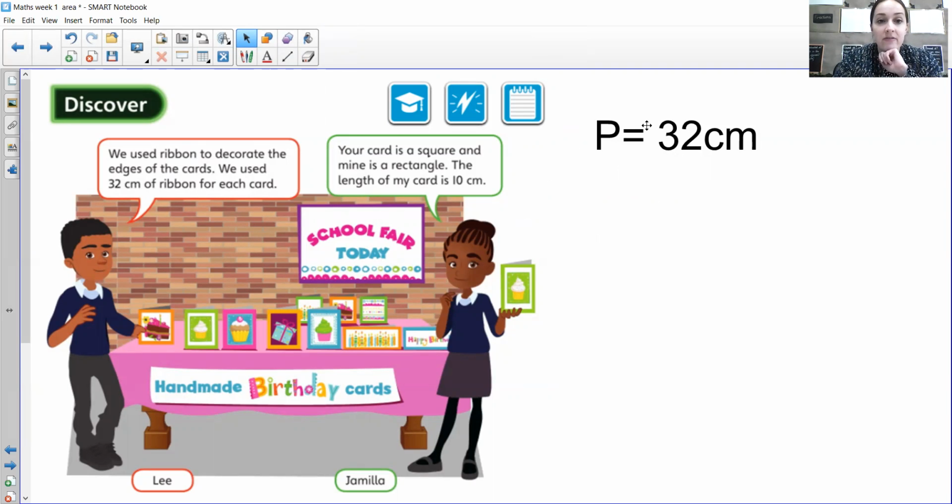Jamila then is saying that Lee's card is a square, her card is a rectangle. And she's telling you that the length of her card is 10 centimetres. So she's saying that one side of her card is 10 centimetres. Bear in mind what we've already written down on the board and what Lee has told you. Now you need to use what Jamila has told you to work out the area of Lee's card and the area of Jamila's card. You can work this out. Remember what we said about squares. Pause video and have a go.